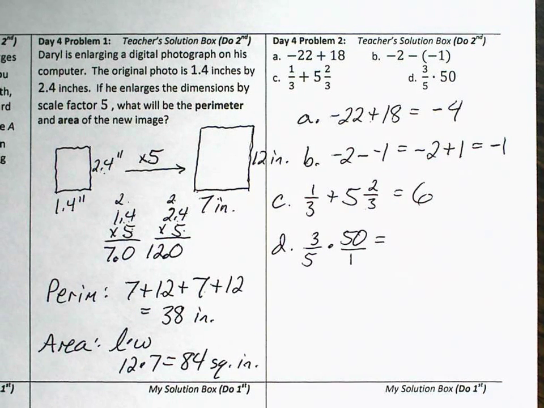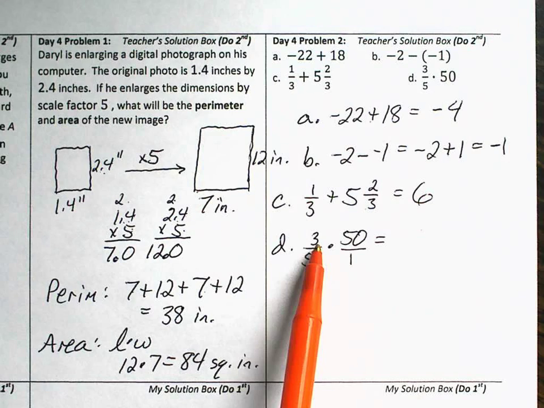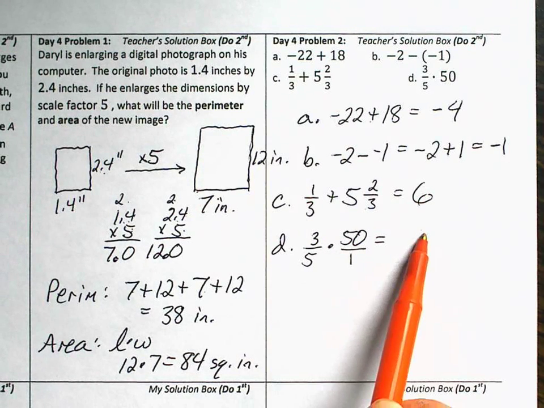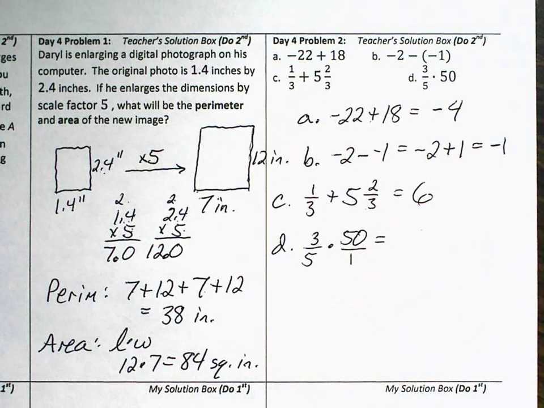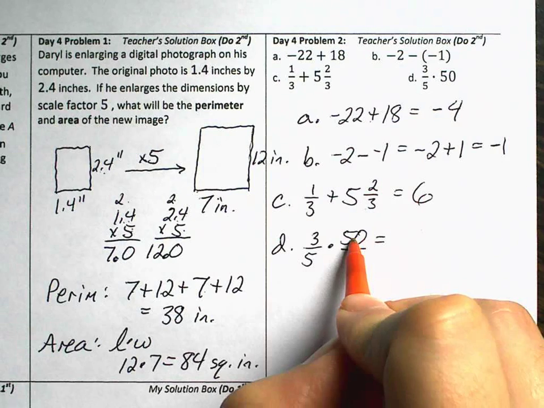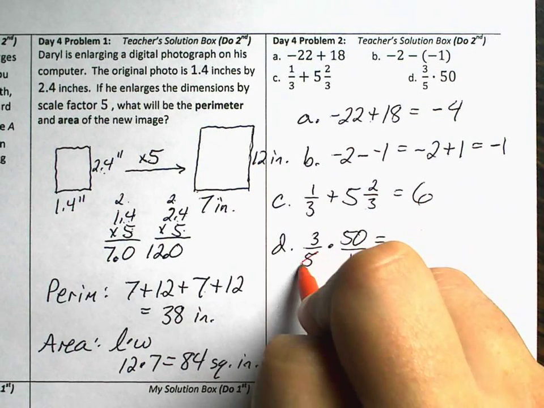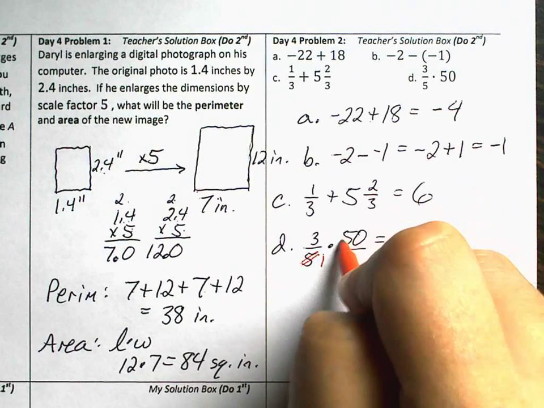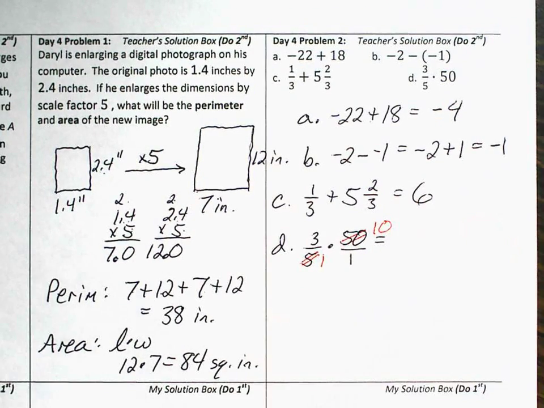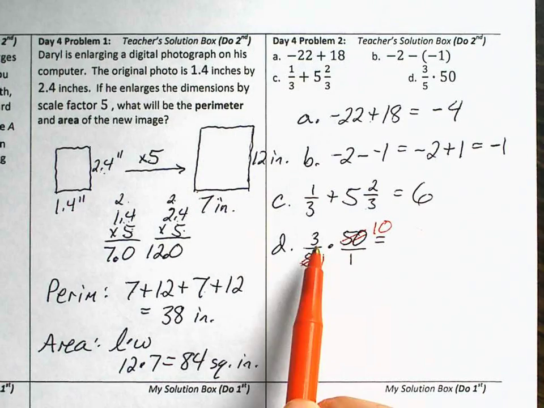I'm going to choose to do some reducing first to avoid getting such a large number in the top. If I don't reduce first, I have to go 3 times 50, and that's 150. And that's fine, but it's a little bit large to work with later on. The denominator of 5 and the numerator of 50 will reduce. 5 divides by 5, leaving 1. 50 divides by 5, leaving 10. Now we can multiply and we'll have a much smaller result.